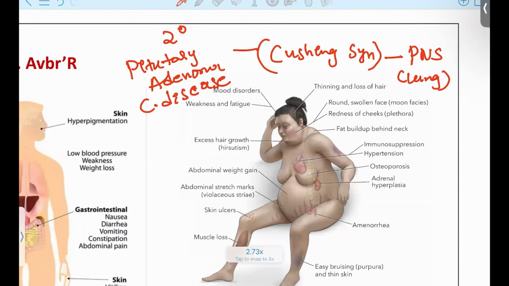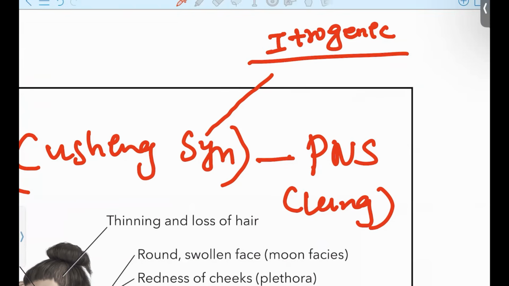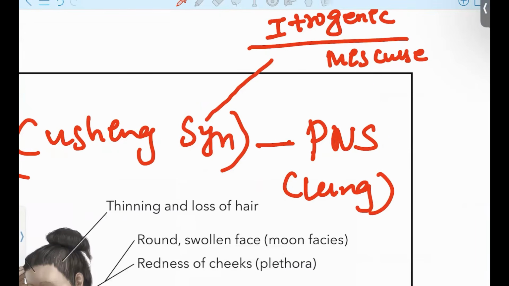And Cushing syndrome is also, nowadays, when you see it in your OPD or in practice, you will be seeing the iatrogenic causes, meaning misuse of steroids. So usually the quacks or the RMPs will be giving multiple steroids to this patient. So that will be causing Cushing syndrome.